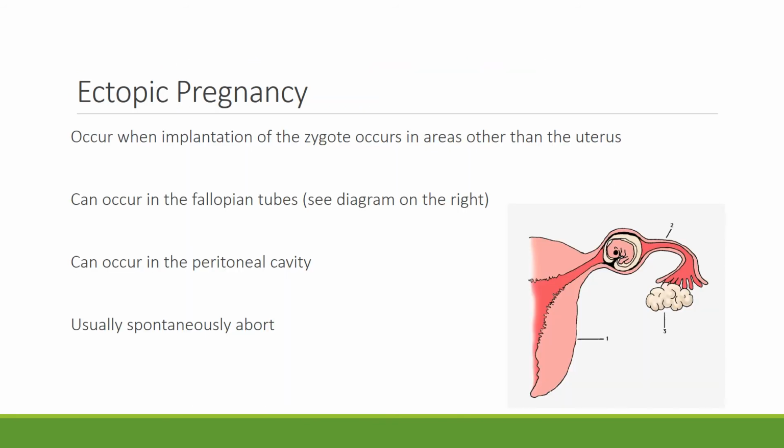I mentioned the term ectopic pregnancy. This is when implantation of the zygote occurs someplace besides the uterus. It can occur in the fallopian tubes, and you can see this in the diagram on the right, or it can occur in the peritoneal cavity. In most cases, ectopic pregnancies will spontaneously abort.